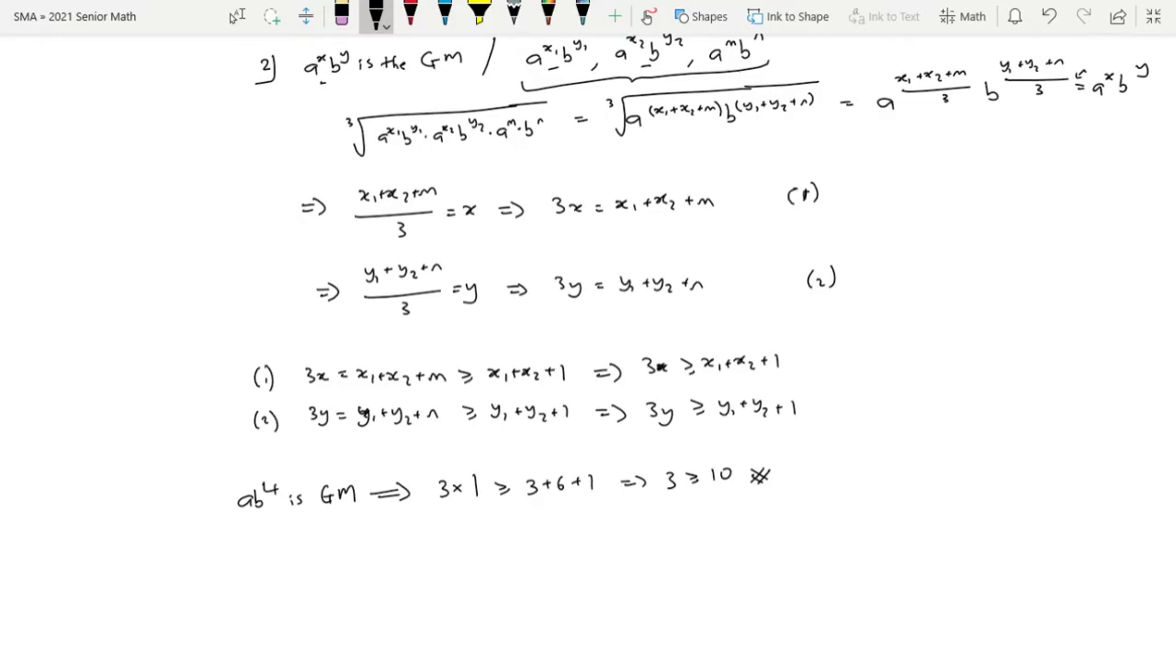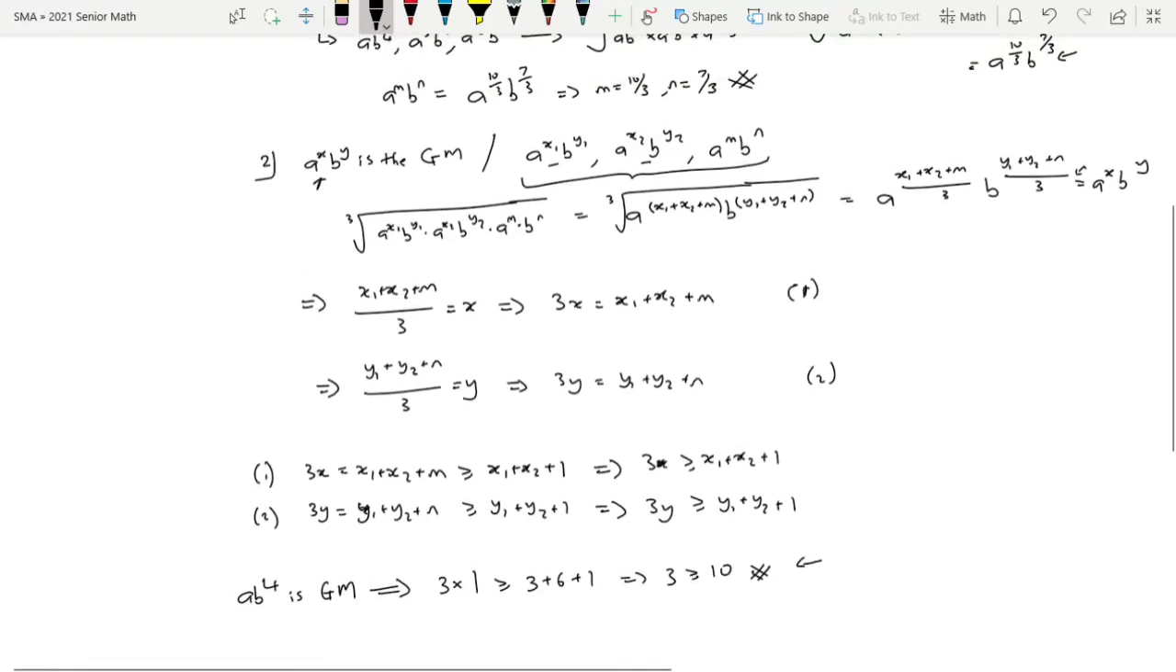So just to explain what happened here, because it may be a bit confusing at first. Don't forget that here we assume that a raised to power x, b raised to power y is the GM. And then we made a raised to power x1, b raised to power y1, and a raised to power x2, b raised to power y2 to be the other two numbers, right? And a raised to power m, b raised to power n, that last one that we got, is not the GM. So assuming that ab raised to power 4 is the GM, the other two numbers here will be a cubed b squared and a raised to power 6 b. So the value of x1 will be 3, and the value of x2 will be 6. And since we have that 3x from here is greater than or equal to x1 plus x2 plus 1, it means that 3 times 1 has to be greater than or equal to 3, which is x1, plus 6, which is x2, plus 1.